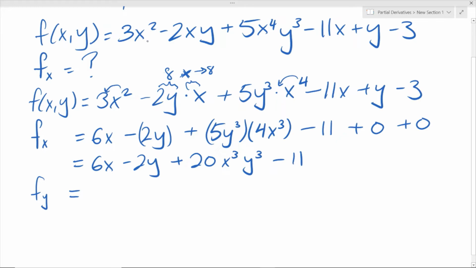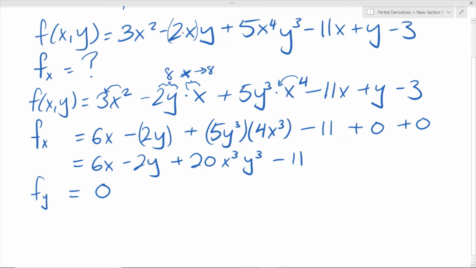So if it is a constant, then the derivative of that is just going to be 0. Derivative of a constant is going to be 0. Now here, it's negative 2x times y. So this part is our constant because x is our constant and y is not a constant, it's our variable. So we're going to differentiate this.